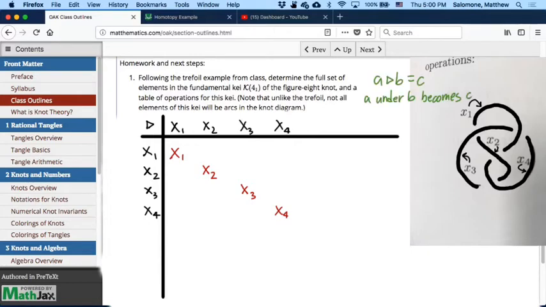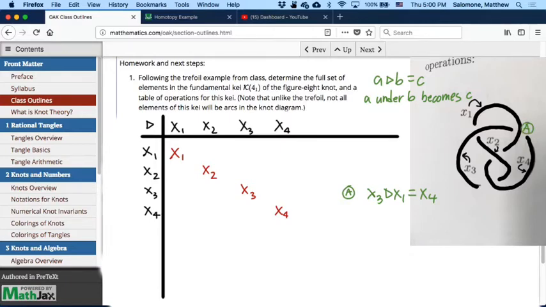So there's our mnemonic for this K, is that A under B becomes C. So for example, x3 under x1 right here becomes x4. So I'm just going to write that out here for a second. x3 under x1 becomes x4. That's what's happening at the crossing that I'm now going to label crossing A over here, just so we have a way to refer to it.